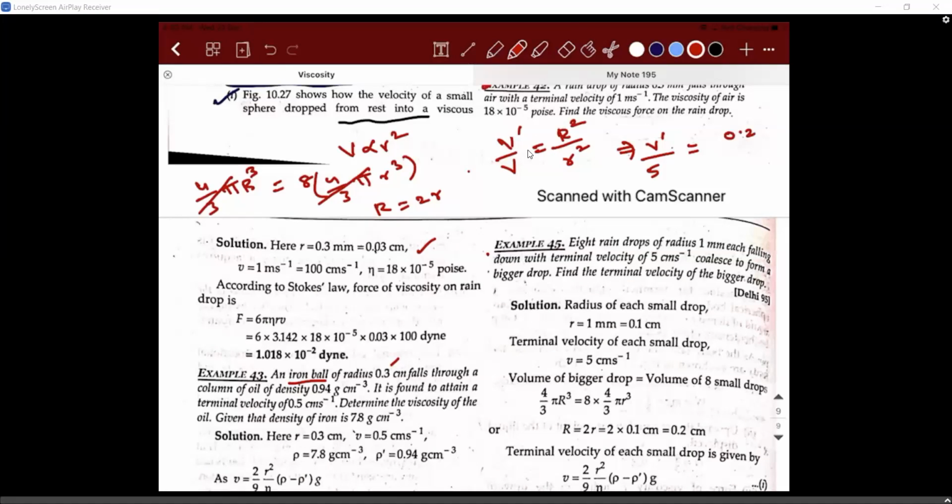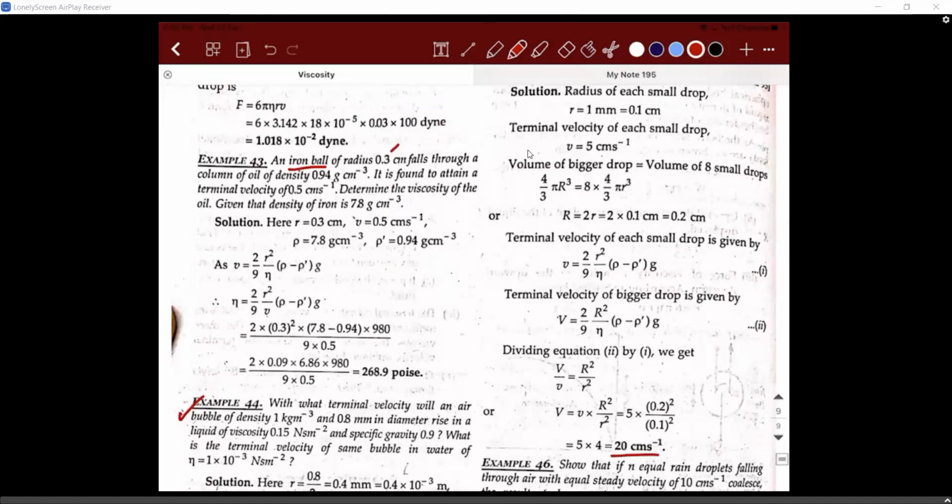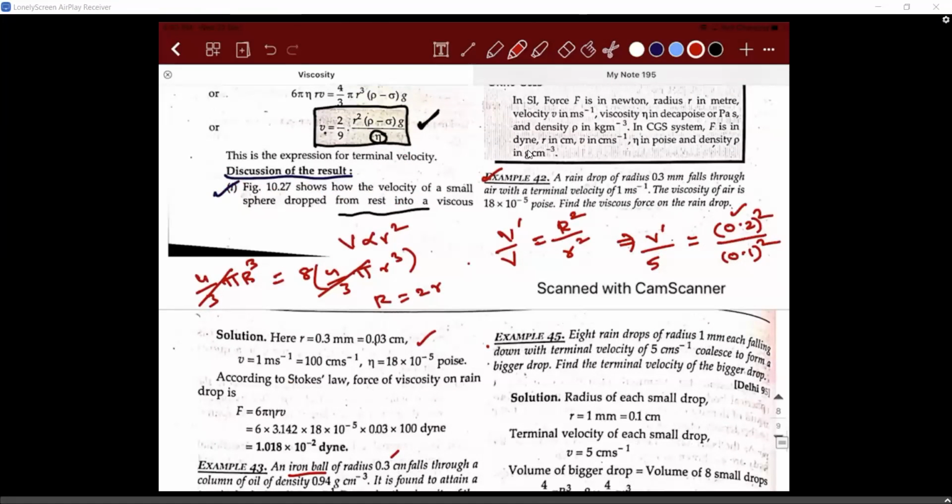Okay. So 0.2 square divided by 0.1 square. Multiply and divide with 10 inside. So 4 is to 1 is the answer. So 4 into 5 becomes 20. Did you understand what I did? I'm not concerned about the 0.2. It is 0.2 by 0.1 the whole square, multiply with 10, it becomes 2 by 1 the whole square. So 2 square is 4. So this whole thing is 4. 5 goes to the other side, 20. So 20 centimeter per second will be the new terminal velocity.